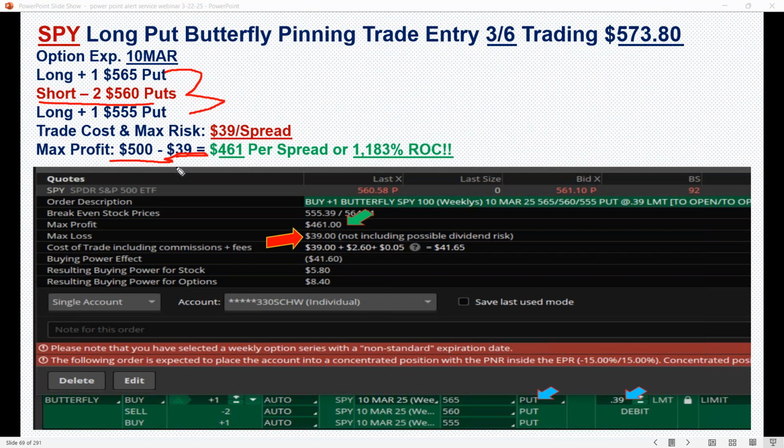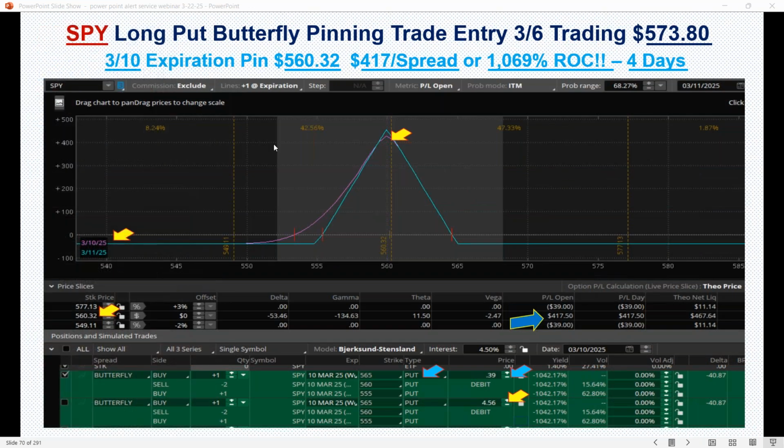Cost of trade, $39. Potential profit, 461. On your risk of 39, potential to make 1,183% return. But if you made anything in between, it's still a huge return on your capital at risk, super low risk. In this market, with high uncertainty, this was a great trade.